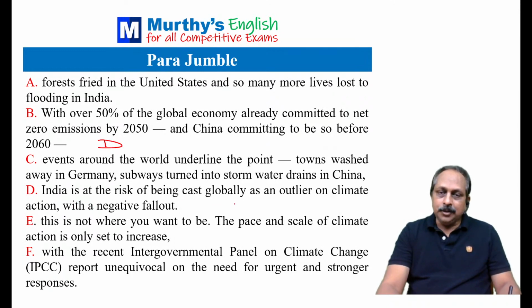India is at the risk of being cast globally as an outlier on climate action with a negative fallout. No, no, no, no. Answer the first one is D, not F. 1D, that is right. What is the second one? DB. With over 50% of the global economy already committed to net zero emissions by 2050, and China committing to be so before 2060. B is correct. C is rather easy, should not be a problem.